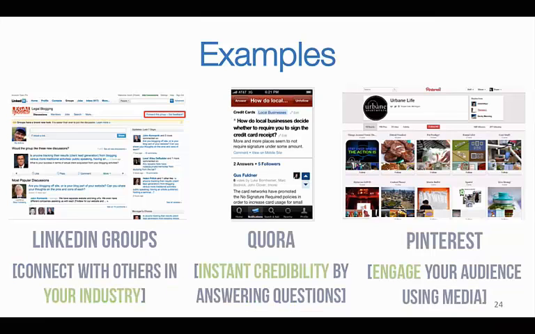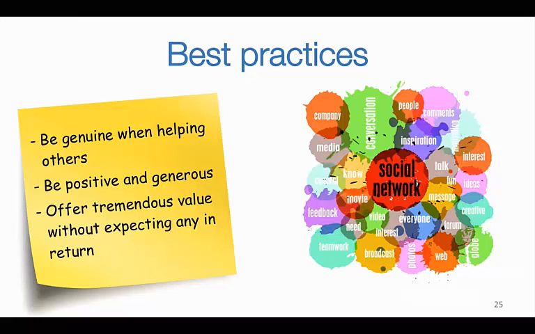All right, let's see here. Best practices: be genuine when helping others. You don't want to come across as somebody who's doing hard selling on social media sites. People get turned off by that pretty darn quickly. So just help people. Just be genuine again. Share what you have, and you will see the benefits of doing so. Just like any other social network, offline in your communities, when you help people in your communities, people appreciate that, and you get benefits from doing so. It's the same thing on the online social media networks. Be positive and generous, and offer tremendous value without expecting any return, but you will get that return, I promise you.